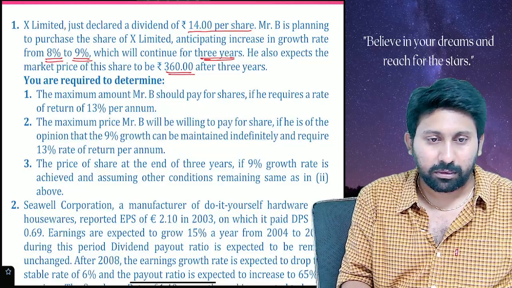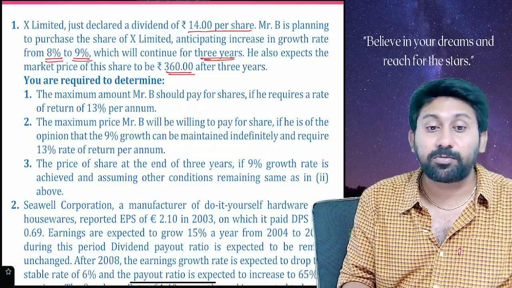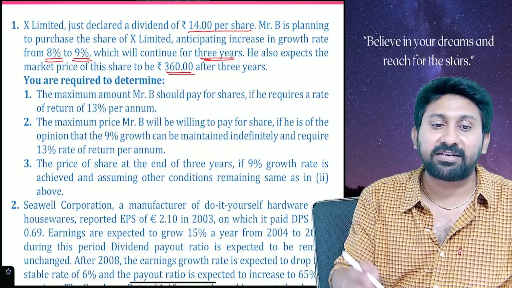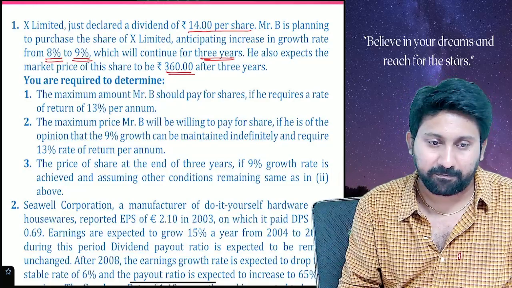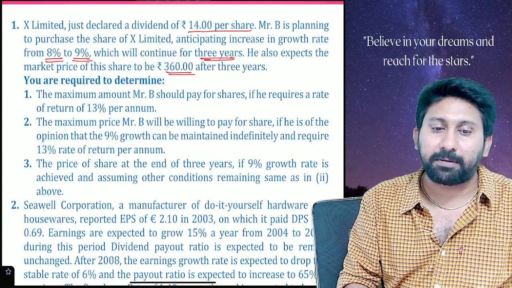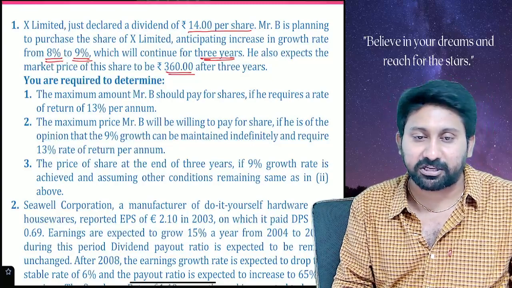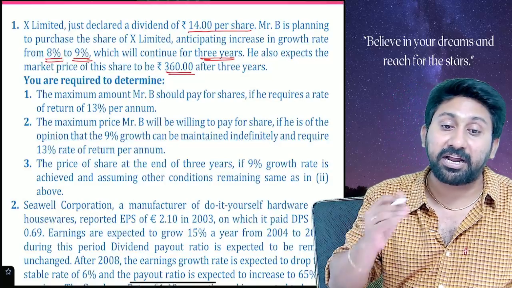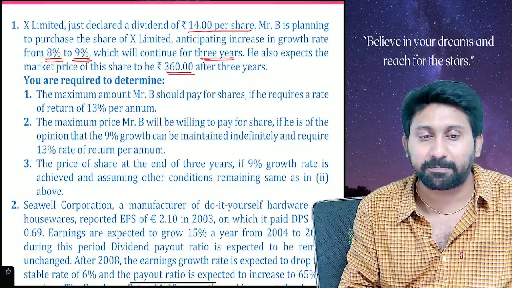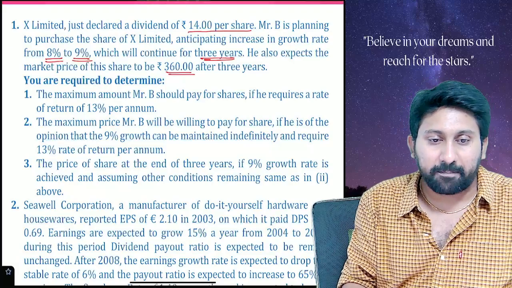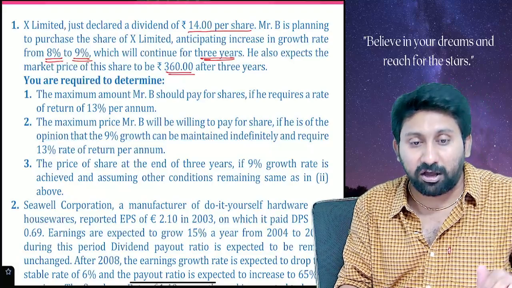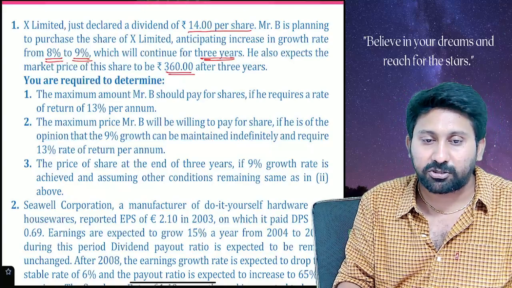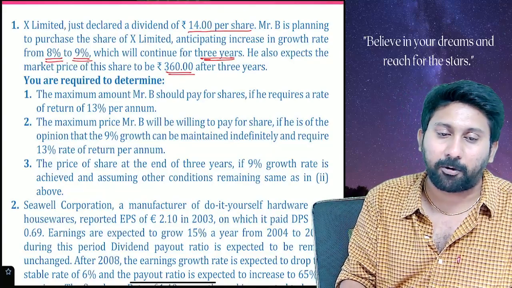Question 1. Calculate the maximum amount Mr. B should pay for the shares if he requires a rate of return of 13% per annum. The maximum price Mr. B will be willing to pay for the share, if he is of opinion that 9% growth can be maintained indefinitely and requires 13% rate of return per annum. The price of the share at the end of 3 years, if the 9% growth rate is achieved, assuming other conditions remaining same as in point 2 above.